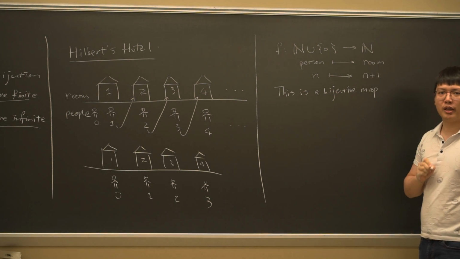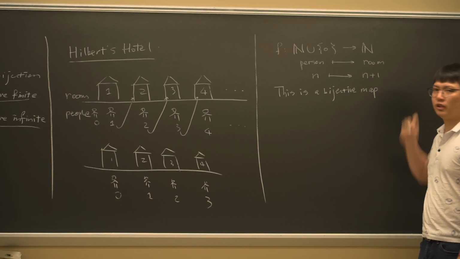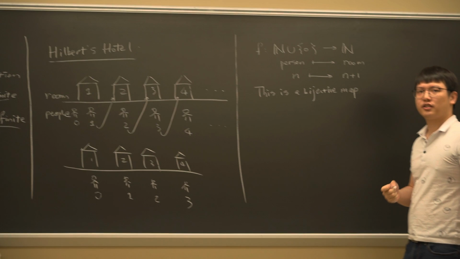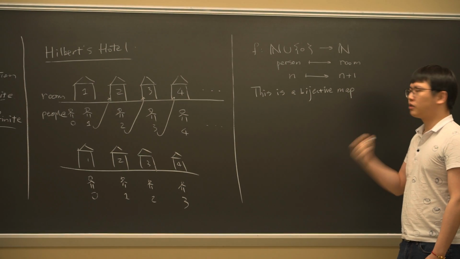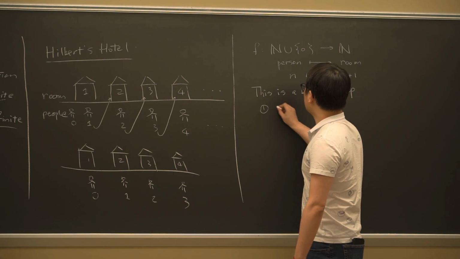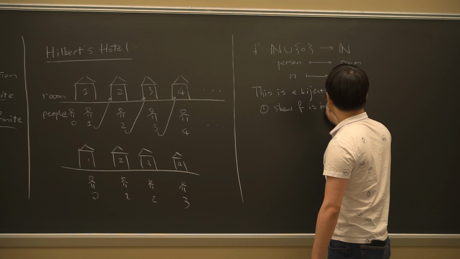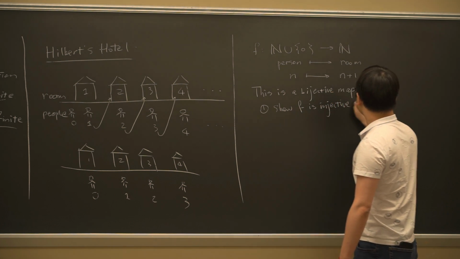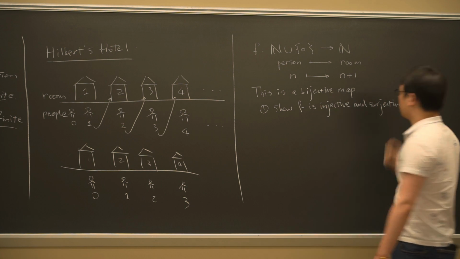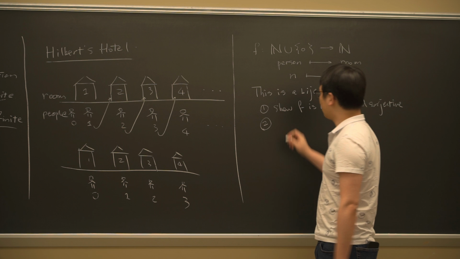I have talked about injective functions, surjective functions, and bijective functions before, right? We can check this as a bijective function. Just to remind you that there are at least two ways for checking a function is bijective, right? So the first way we can do is we can try to show this f is injective and surjective. This is one way. And another way we can do is we can construct the inverse of it.